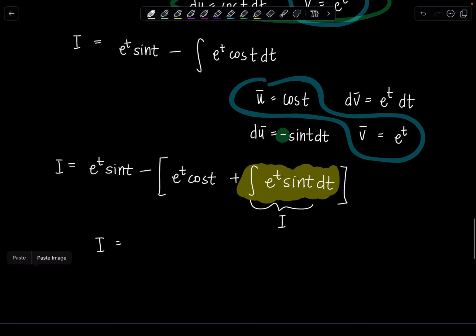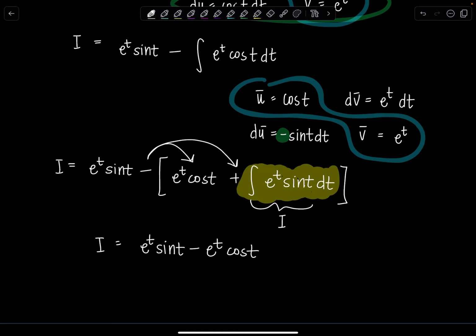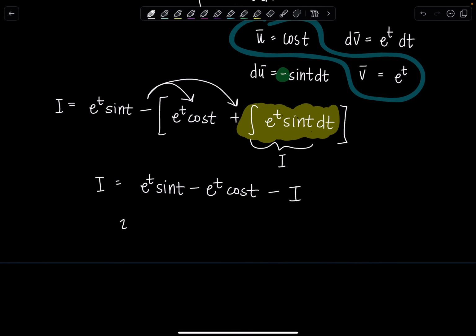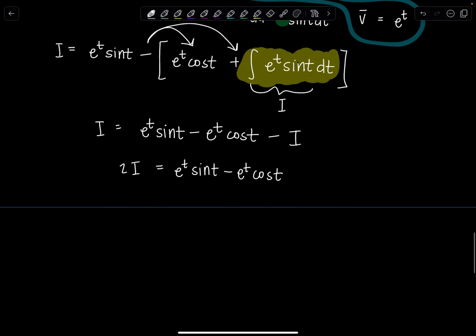So we have I equals e to the t sine t minus e to the t cosine t. I'm just distributing this sweet little negative, minus I. Good? Good, Professor V. Okay, then move it over to the other side of the equation, 2I. Treat it like it's a little variable you're solving for. Then you have equals e to the t sine t minus e to the t cosine t. We're solving for I, so let's divide by 2. I want to isolate it. I equals 1/2 e to the t sine t minus 1/2 e to the t cosine t.